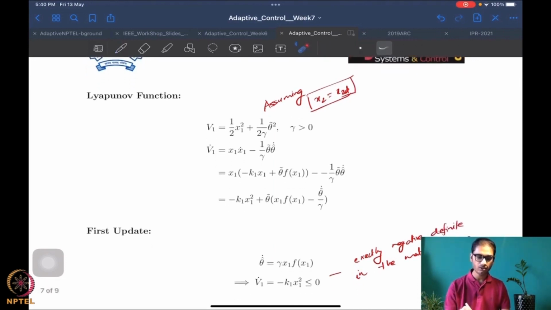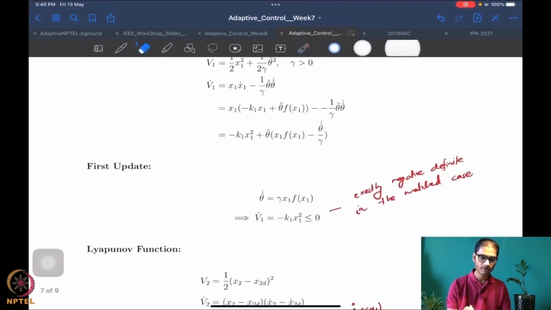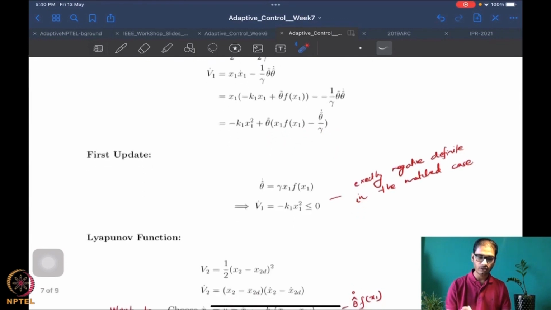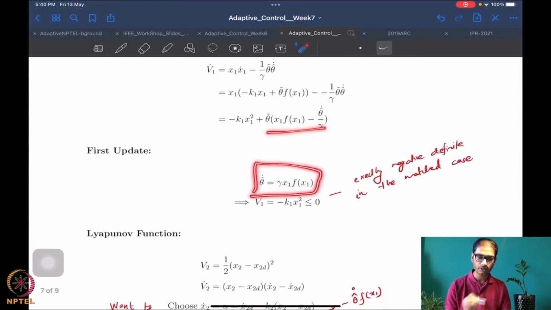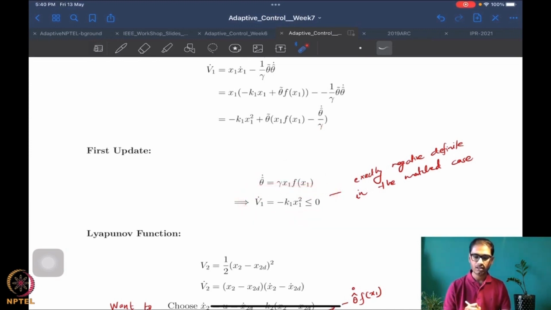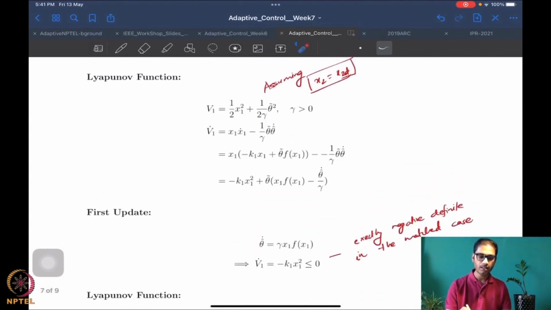But of course everything goes through because we choose a theta hat dot, right? Which sort of cancels this term. So that's what we do. And then we get a v1 dot, which is negative semi-definite, right? On the other hand, in the known case, this was actually negative definite, correct? So here we already have an unknown parameter. Therefore, v1 dot is negative semi-definite, although the expression is again the same. All assuming that the pseudo control is in fact the real control.